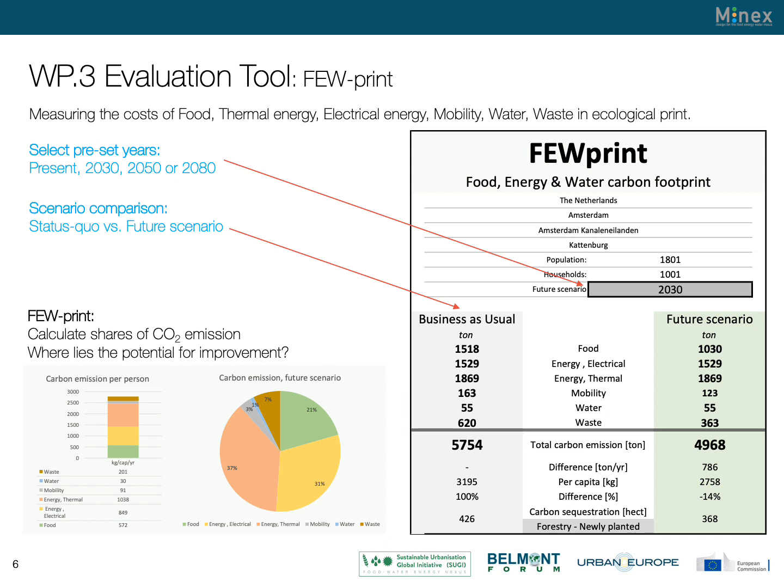The evaluation tool, FEW.print, is developed to measure the cost of food, energy, water, mobility, and waste in ecological footprint: the equivalent hectare of land required to sequestrate CO2 emissions by FEW consumption.